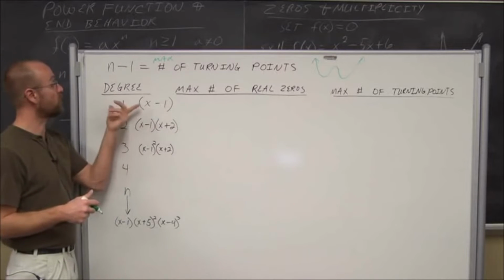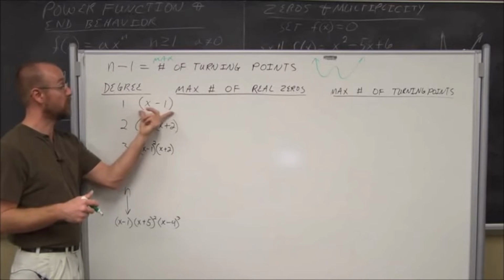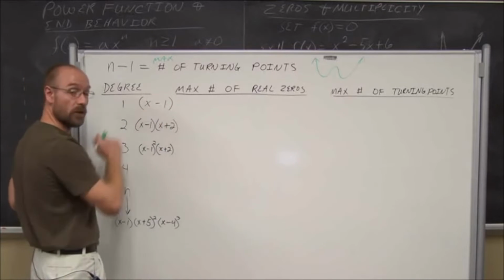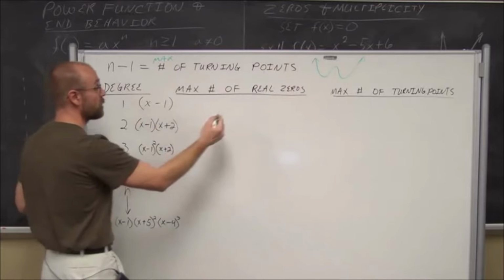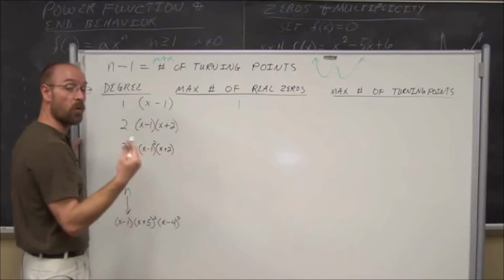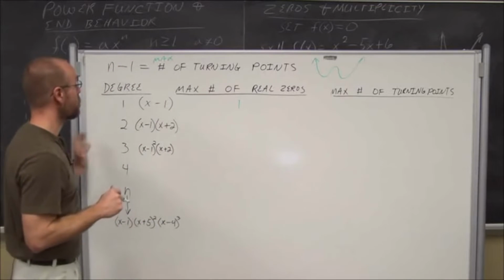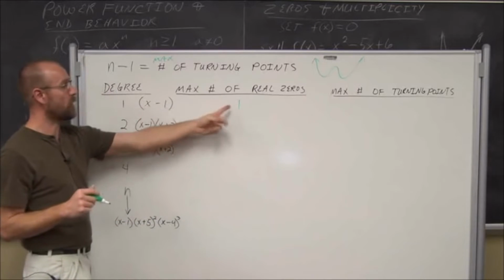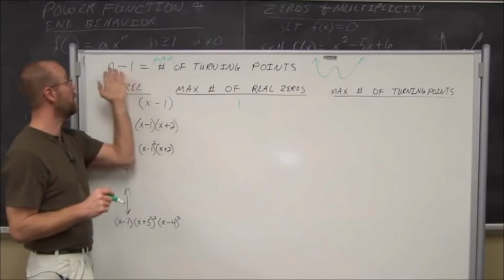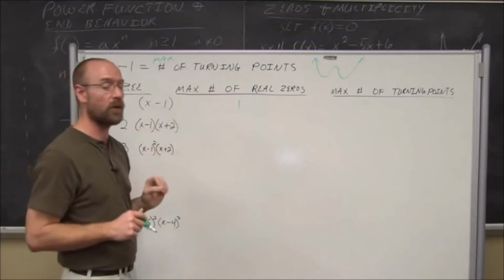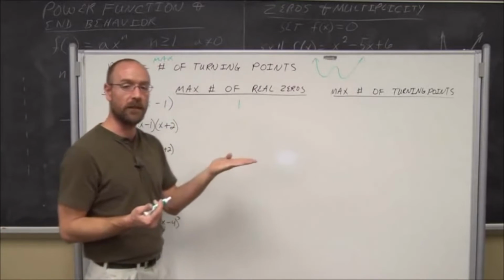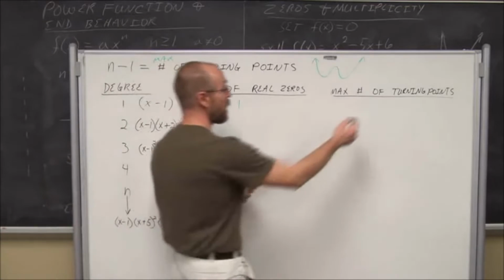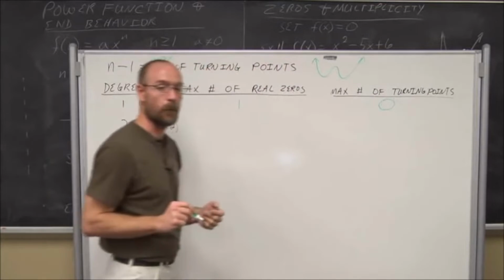Well, if we have a 1st degree polynomial, such as this linear equation, x minus 1, the maximum number of real zeros that it can have, because there's only one linear factor, is maximum of 1 real zero. Okay? The maximum number of turning points, well, if our highest power is 1, 1 minus 1 is 0, it can have no turning points. Well, that makes sense. It's a linear equation, which means it's a straight line. Straight lines never turn. So the maximum number of turning points would be 0.